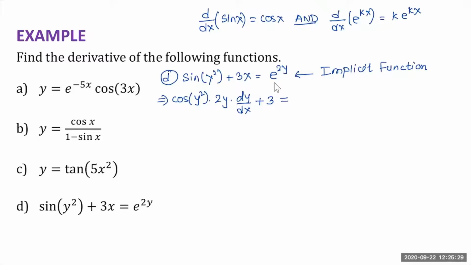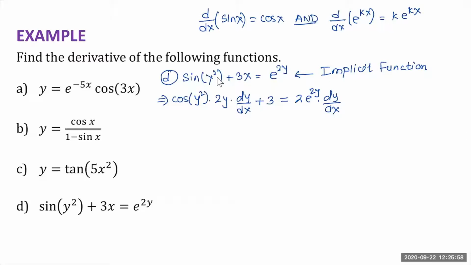Equal to, on this side you have e to the 2y. Whenever you want to find the derivative of e to the kx, it is k times e to the kx. So k is 2. But if you look at it carefully, this is not x, this is y. Whenever you are differentiating y with respect to x, it is implicit differentiation, so you have to multiply by dy over dx.